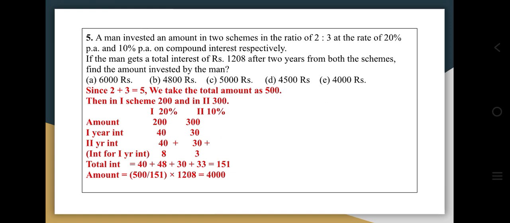So if we cancel 151 with 1208, 4 times 151 is 1200, 8 times 151 is 1208. So 8 into 500, that is 4000. So the answer is choice E.